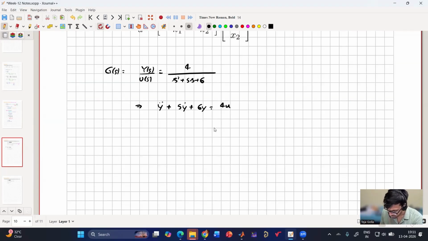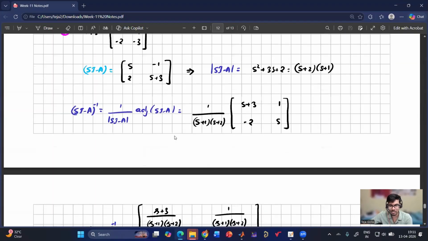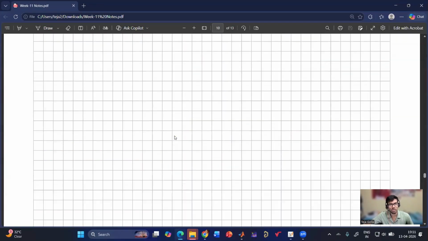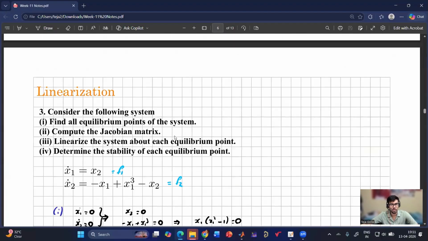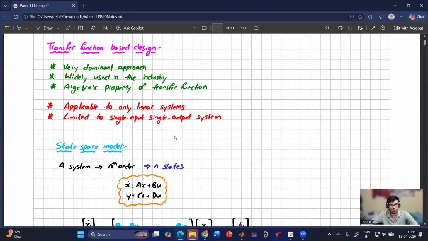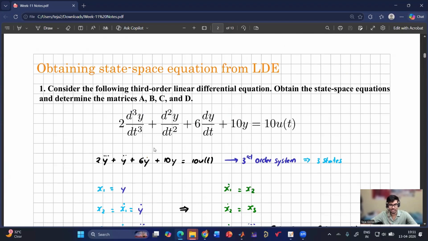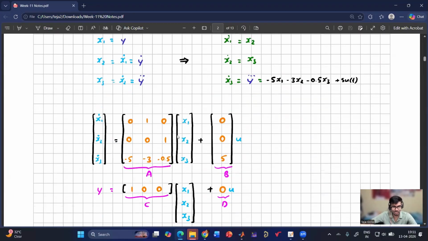Now, whatever we have done last time, we are following the same thing. Let me quickly show: we'll consider y to be x1, y dot to be x2, in a similar way. So let me go back to the first problem of last week. The same way we are going to do. In that problem, x1 is y, x2 is y dot, x3 is y double dot, and then we were able to get this matrix.